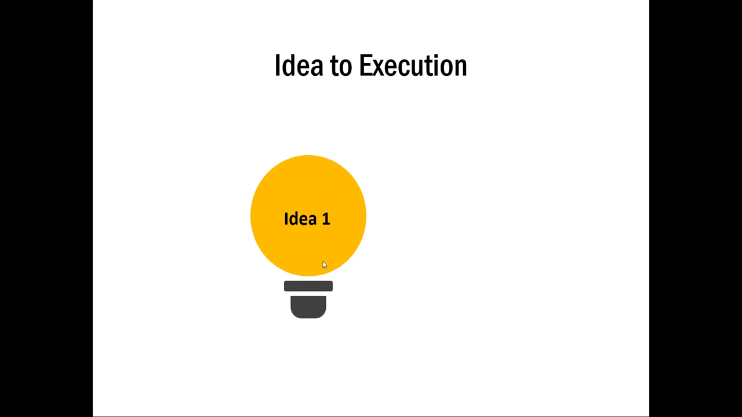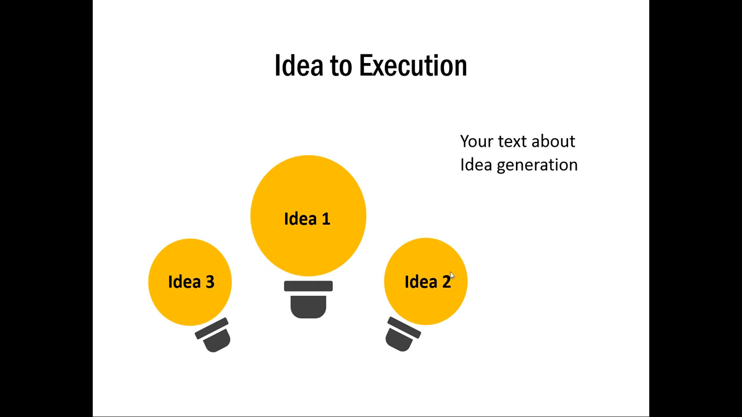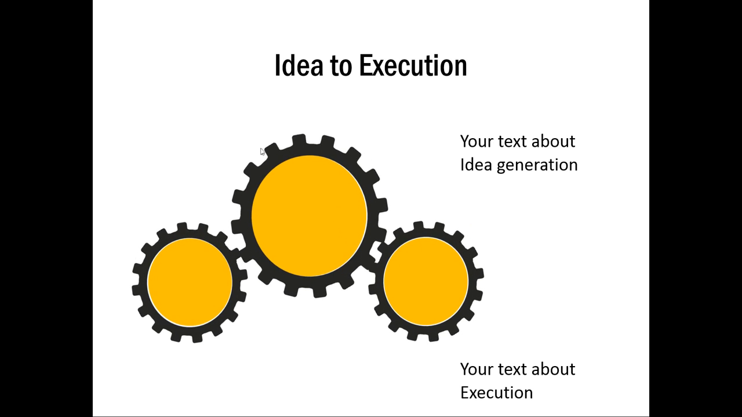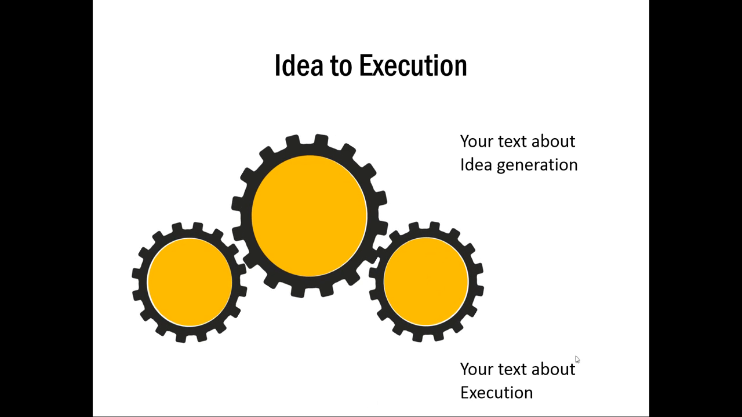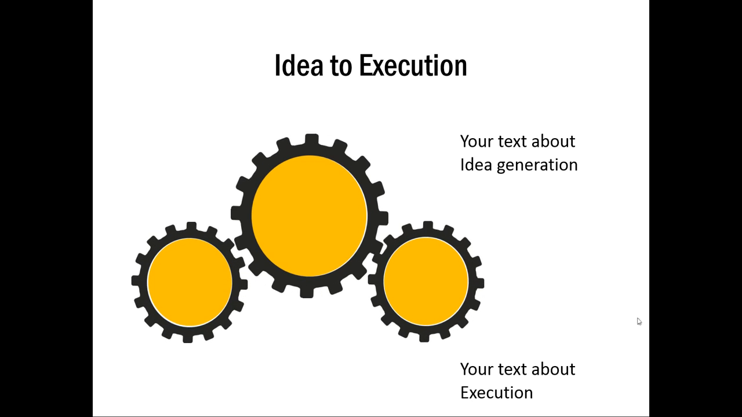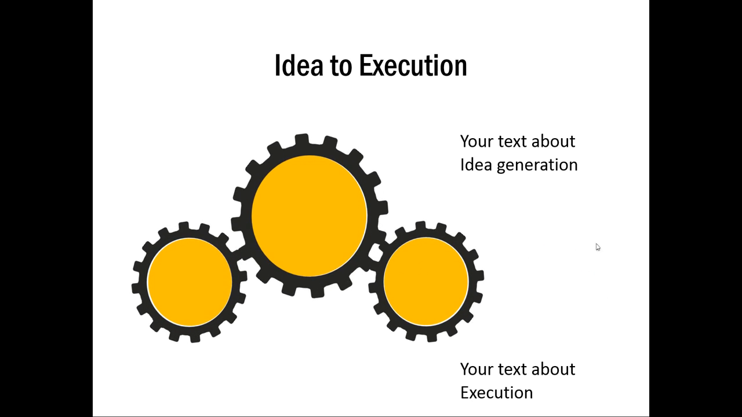Let me show you another way in which you can show idea to execution as a concept using animation. First, we talk about the various ideas here. Idea 1, Idea 2, Idea 3, and usually a bulb is used as a metaphor to convey ideas. Now, once the ideation stage is over, then we get on to the business and have all those getting converted into gears, and they work in tandem. So that is about execution. So we are able to communicate a concept which is as simple as idea to execution so beautifully using animation.